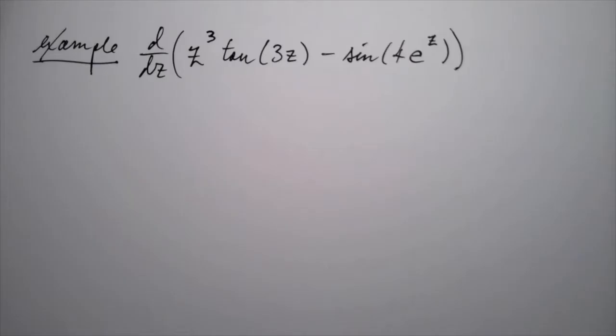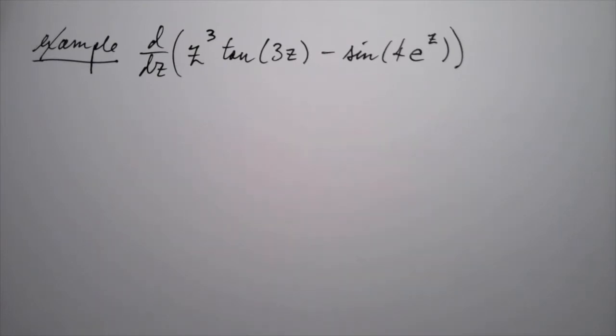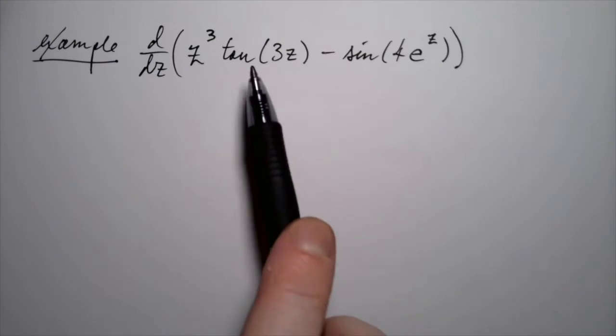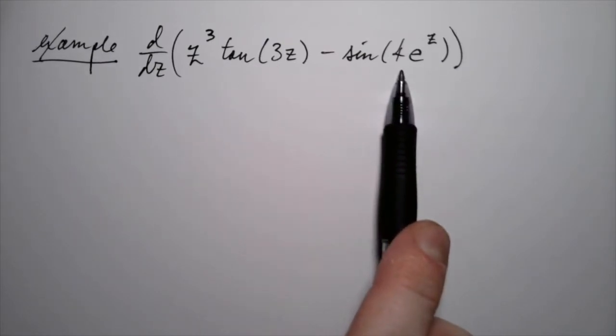Okay, next up we're going to compute the derivative of this function. The input variable is z this time. We'll be taking the derivative with respect to z. What's the function? It's z cubed tangent of 3z minus sine of 4e to the z. Funky stuff. Before we begin, let's first of all observe that there's two pieces being subtracted. So we're just going to take the derivative of each piece.